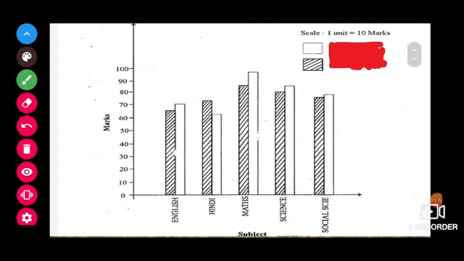And here you have to show the empty space is showing the second term examinations. Okay. So here you have to show, like, the empty bar is second term, and the shaded bar is showing first term examination marks. That also you have to write clearly. Okay. Scale also you have to write at the topmost right side.